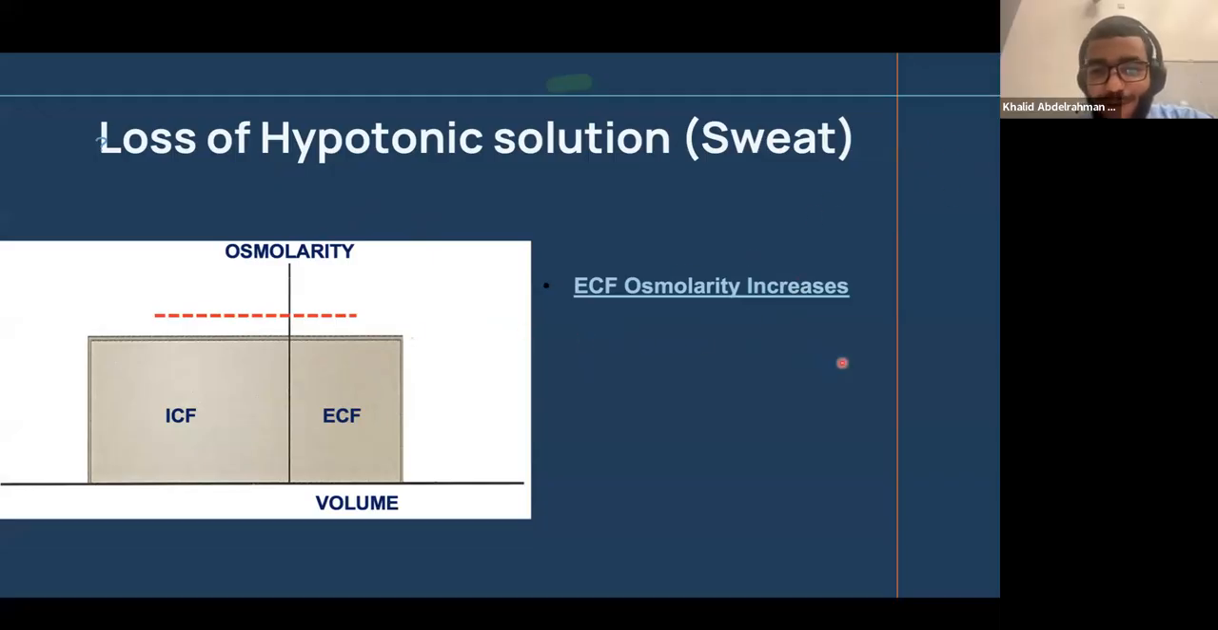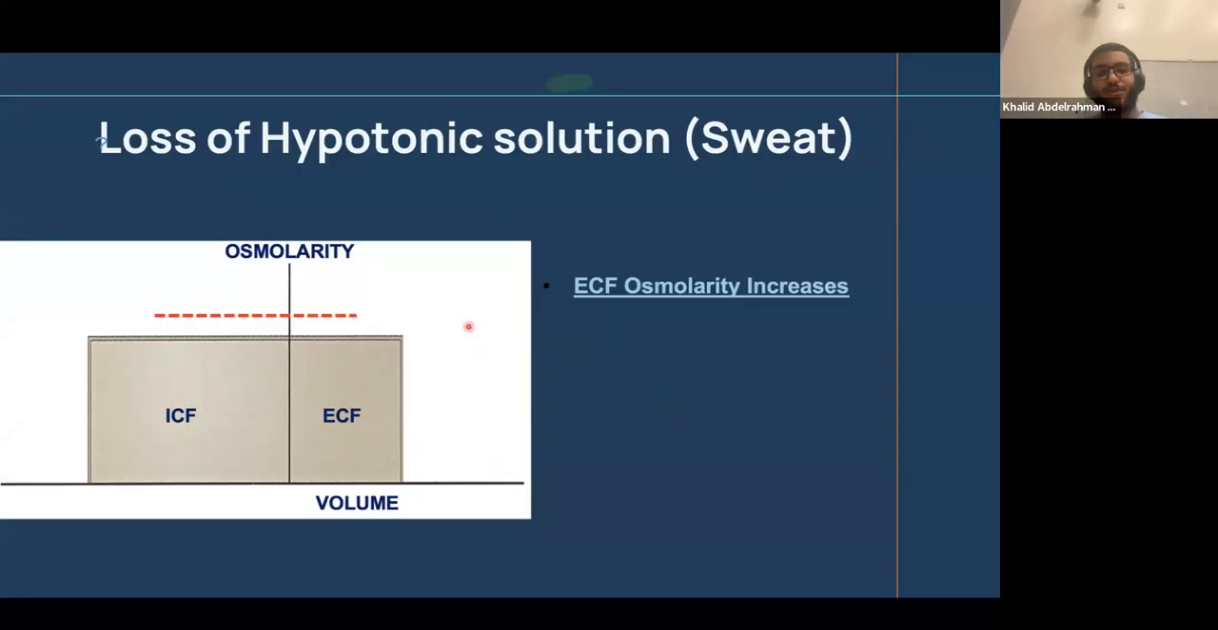Okay, so those three points are all valid. One person said that you're losing fluid from the ECF, so the volume of ECF should decrease. The other person said that since now the ECF is hypertonic, water will move from the hypotonic solution to the hypertonic solution, and therefore ECF volume will increase. And the third person said that since you're decreasing it first and then increasing it, it should stay the same. All of those points are very valid. All of you are thinking well. But the correct one is the first person who said that it will decrease.